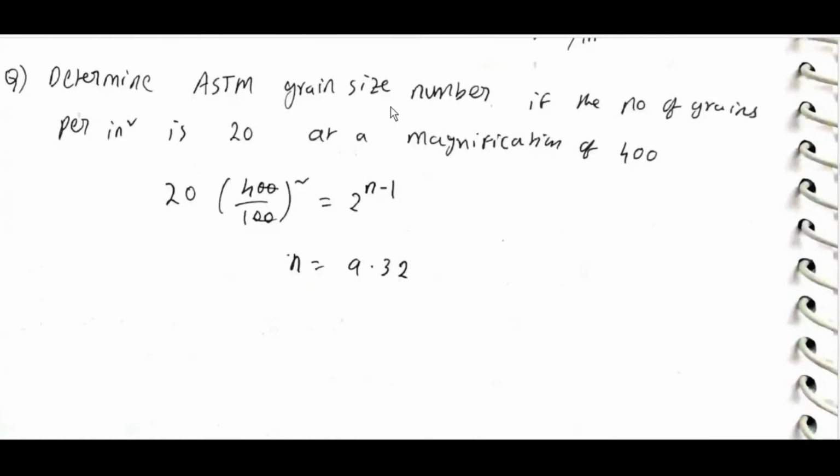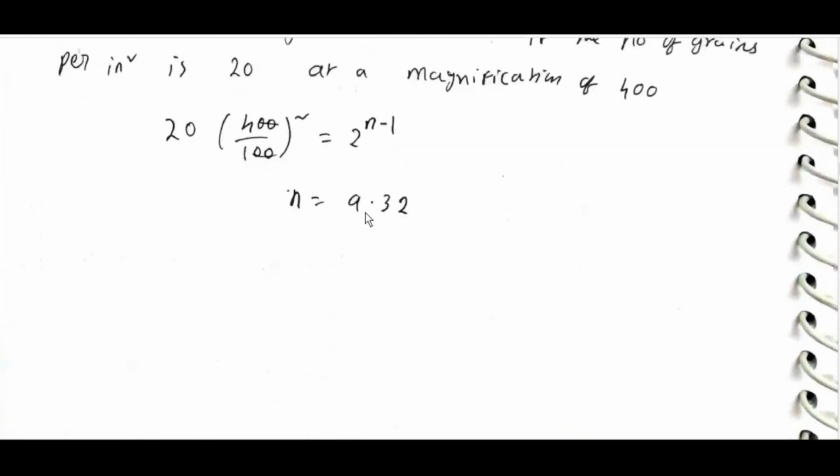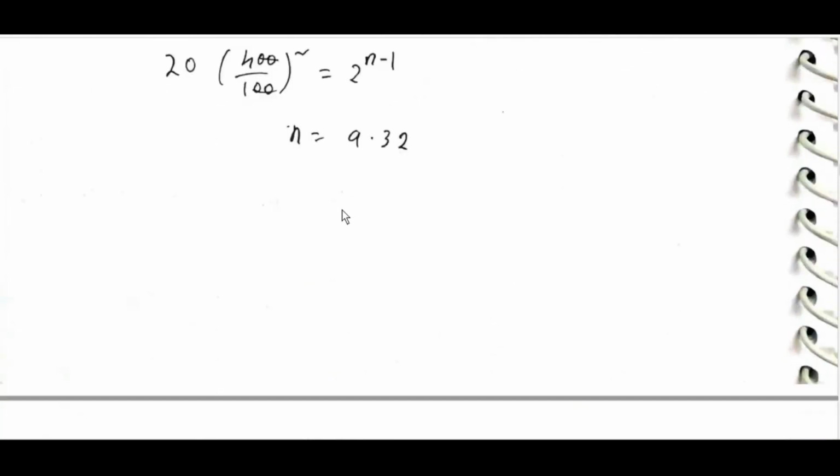Determine the ASTM grain size number if the number of grains per inch square is 20 at a magnification of 400. 20 into 400 by 100 whole square is equal to 2 power n minus 1, n is equal to 9.32.